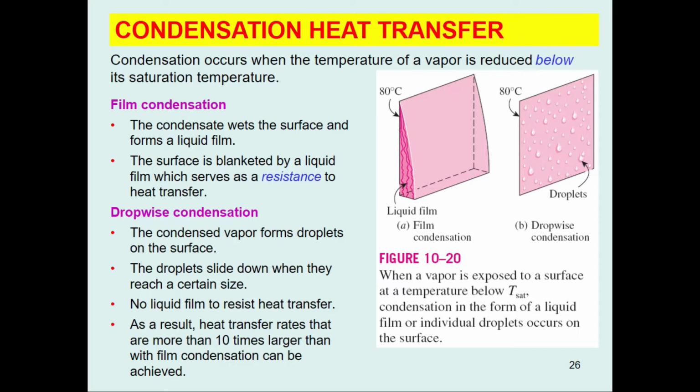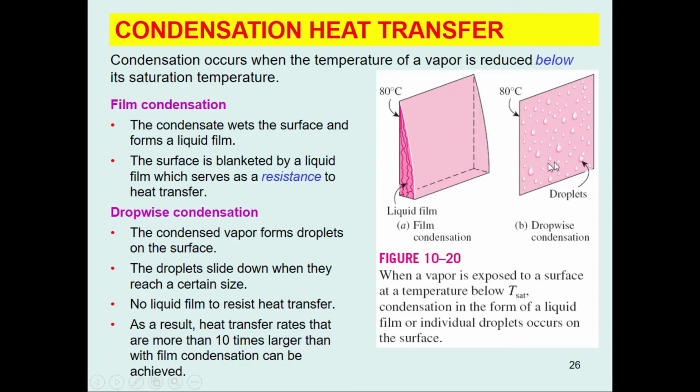In the film condensation process, the condensate wets the surface and forms a liquid film on the surface that slides down, as you can see here, under the influence of the gravity force. The thickness of the liquid film increases in the direction of the flow as more and more vapor condenses on the film. Here the thickness of the condensate film is very small, and here the thickness is very high. This is how condensation normally occurs in practice.